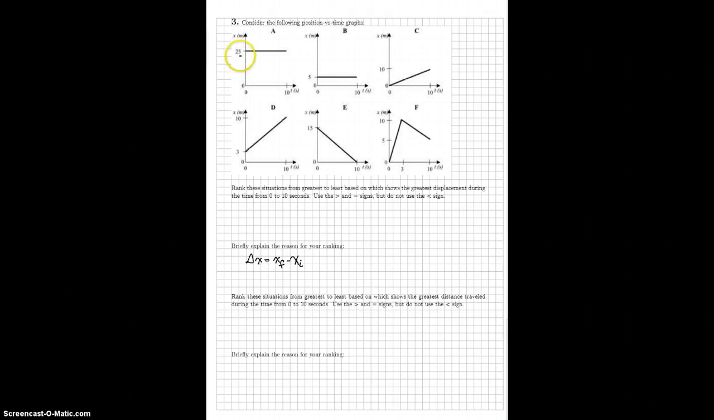So here the displacement is 0 because the initial and final positions are the same. Here the displacement is also 0. Here the displacement is 10 meters. It's 10 final position minus 0 initial position, which is 10 meters. Here, which is where you measure this, delta x is 7 meters, 10 meters minus 3. Here, the delta x is negative 15 meters, because the final position was 0 and the initial was 15. So negative is what you'll get.